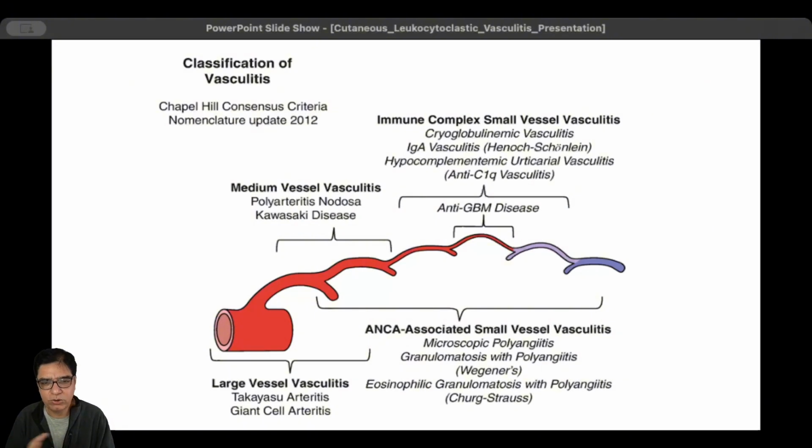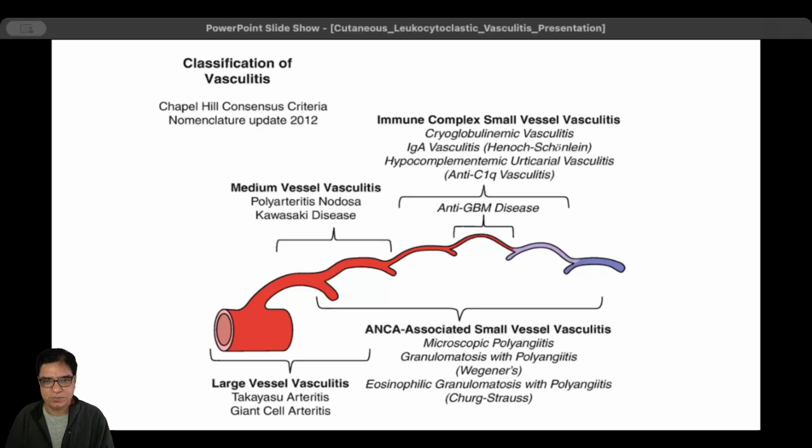These were the old names. We don't use Wegener's and Churg-Strauss anymore. These are both granulomatosis with polyangiitis. One is eosinophilic, the other one is non-eosinophilic. One is c-ANCA positive, the other is p-ANCA positive, which are the anti-neutrophil cytoplasmic autoantibodies. These are antibodies which actually hit the blood vessels and destroy the endothelium, which then leads to fibrinoid necrosis, and they can have different types of symptoms.